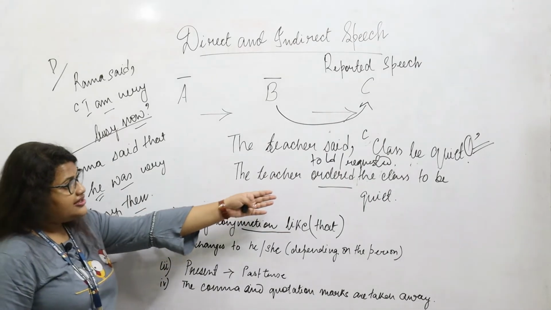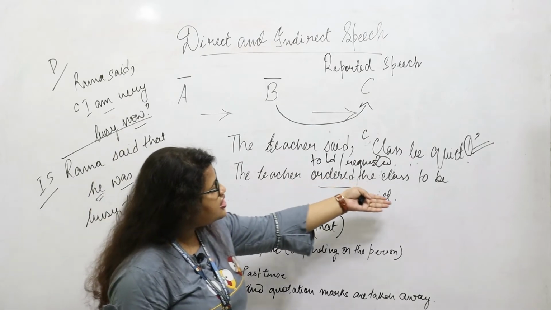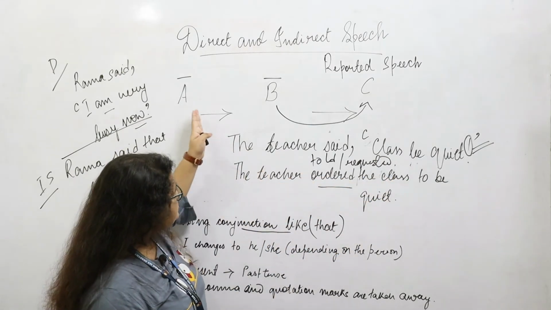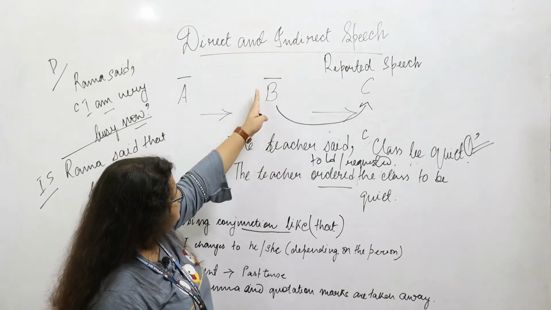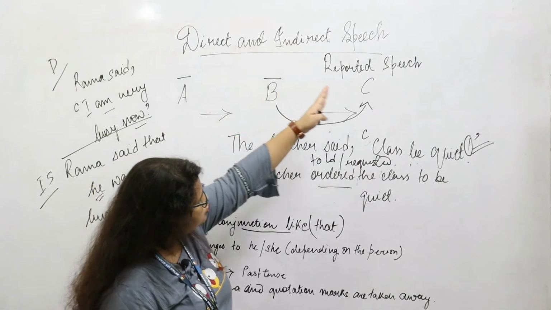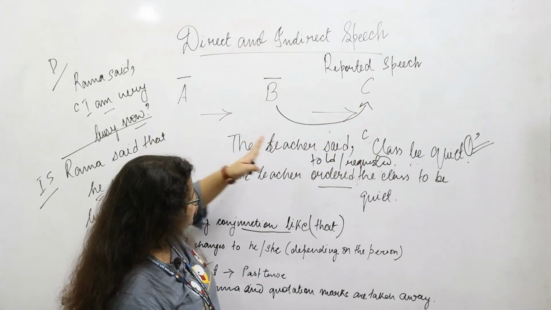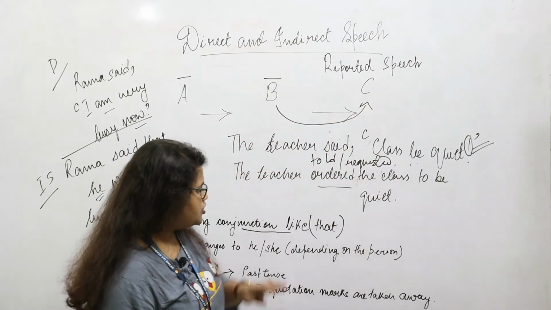So we can say that the teacher ordered the class to be quiet, right? Here the teacher said something to the students, and now this is being reported to another person. Hence, this sentence changes from the direct to the indirect speech.